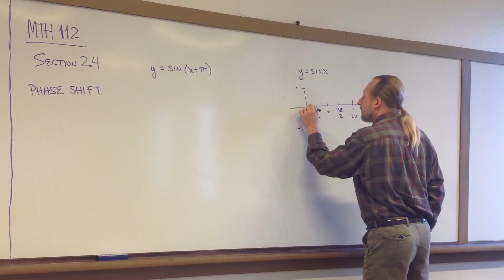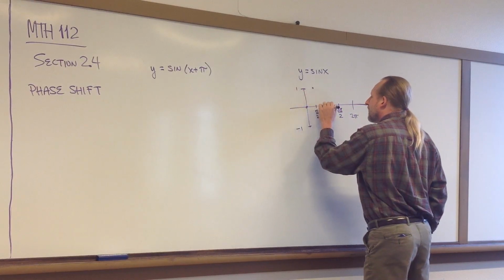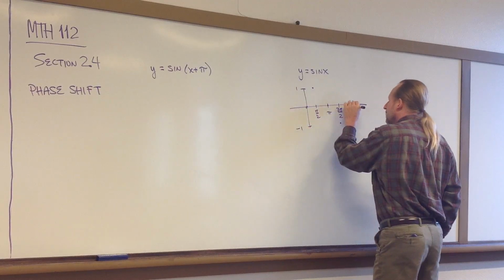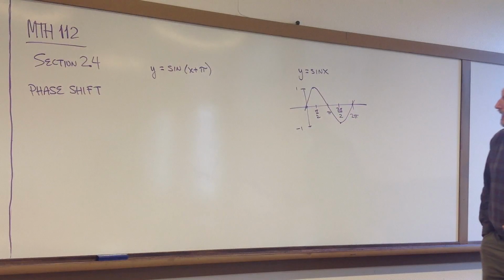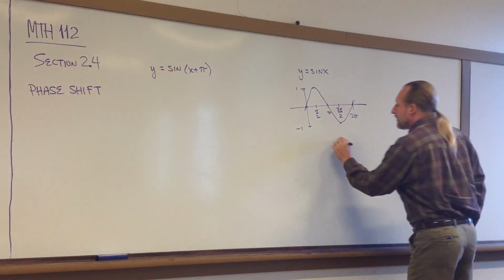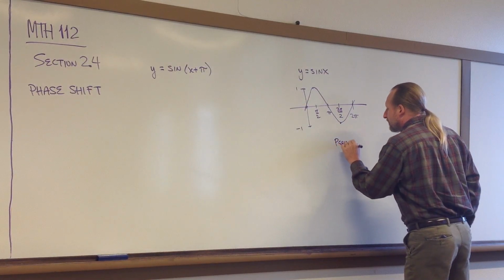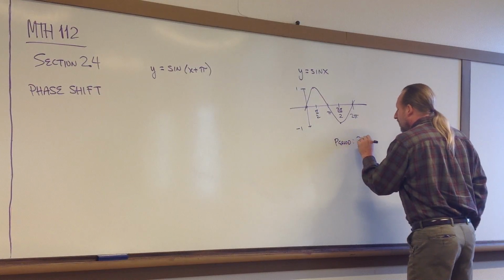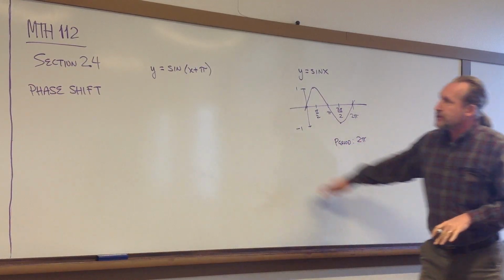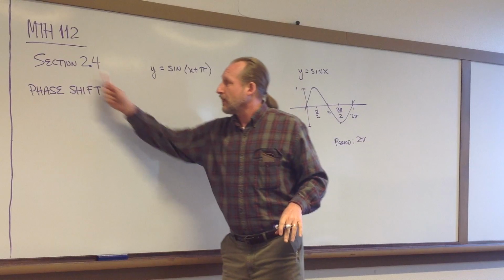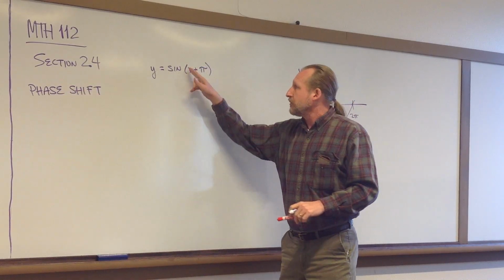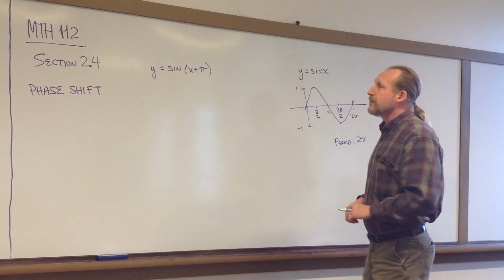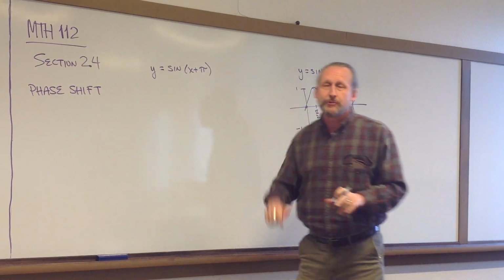1, negative 1, 0, maximum, 0, minimum, 0. And there's our graph, y equals sine x. Okay, now notice in this scenario the period is 2 pi. And that'll be true for this one as well, since we're only talking about the phase shift. We're not going to have a value for b that's going to change the period for our graph in section 2.4.